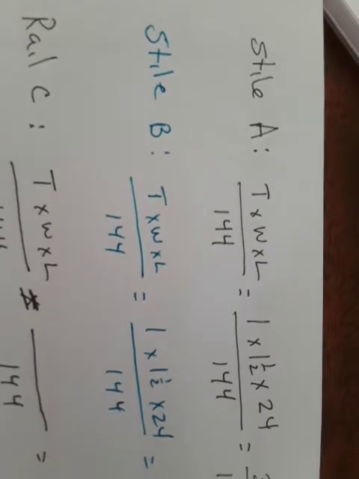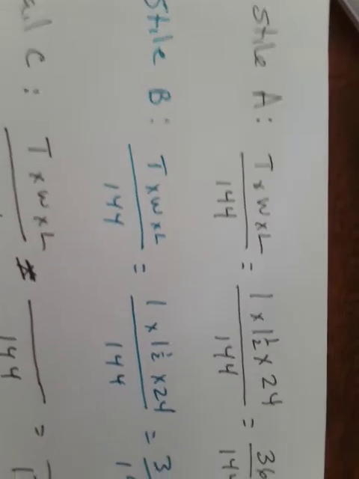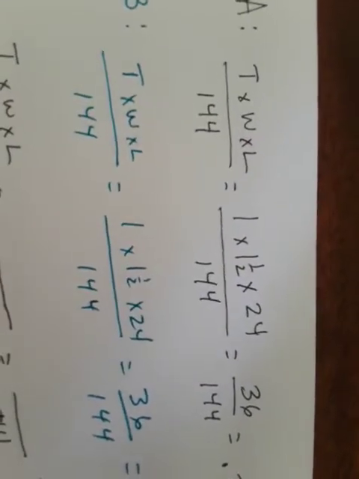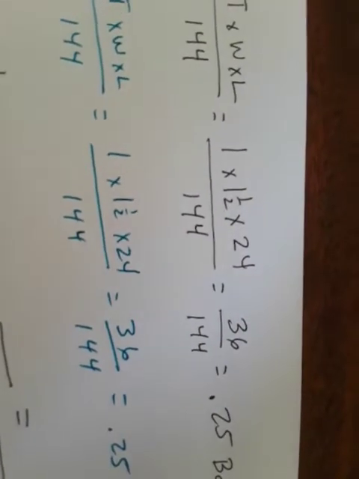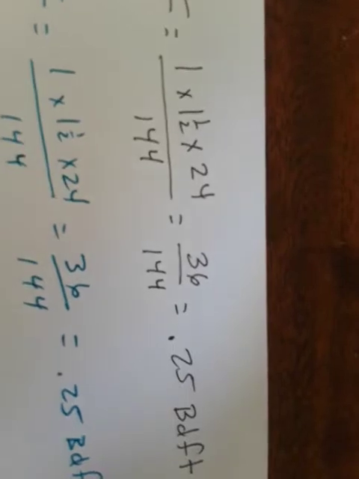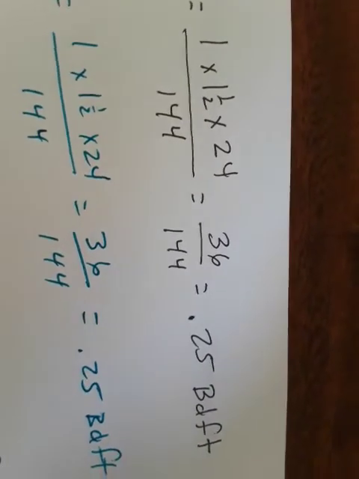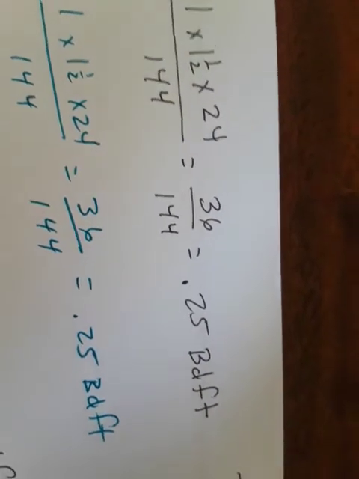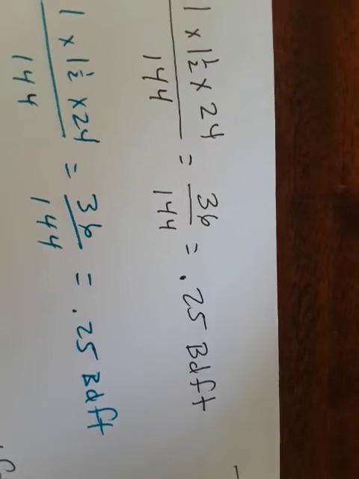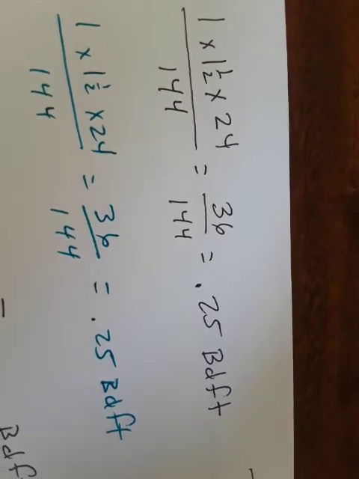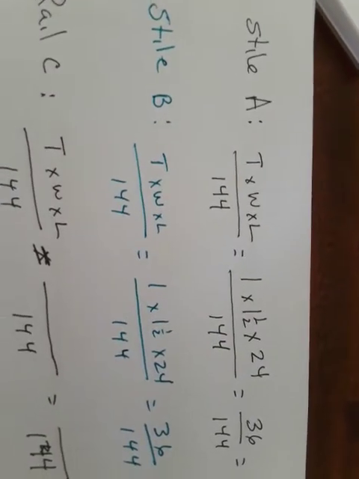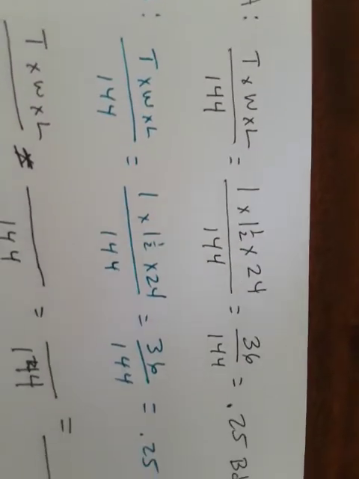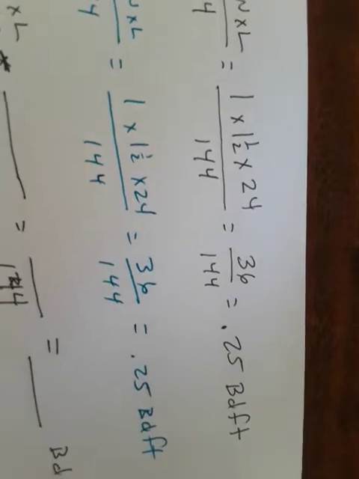The formula is T times W times L divided by 144. We substitute in T, W, and L from our previous chart. And then once we do that calculation, we get 36 divided by 144. And if we do that math in our calculator, we get 0.25 board feet. Make sure you have the units there. Now style A and style B are the same, so that is just a replication of the previous one.